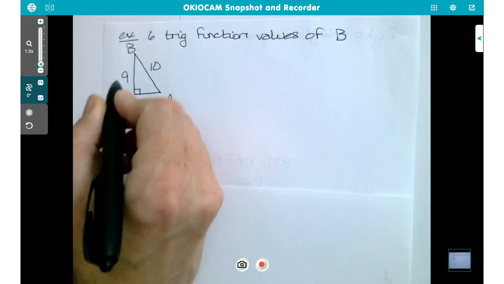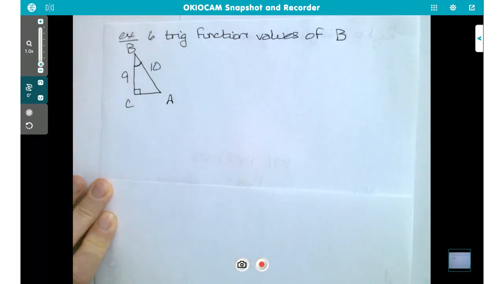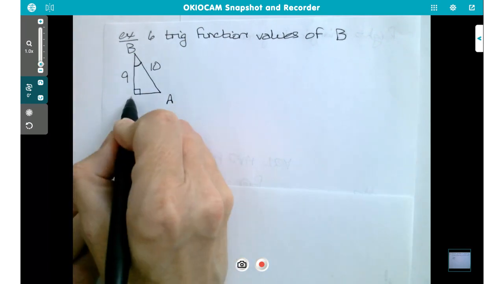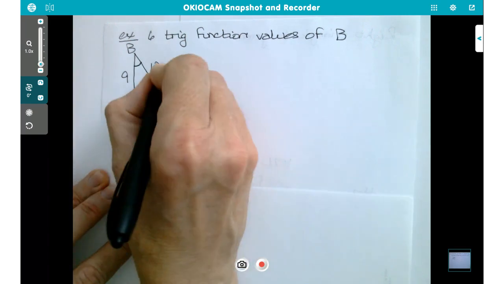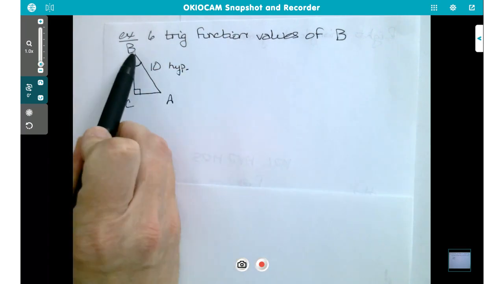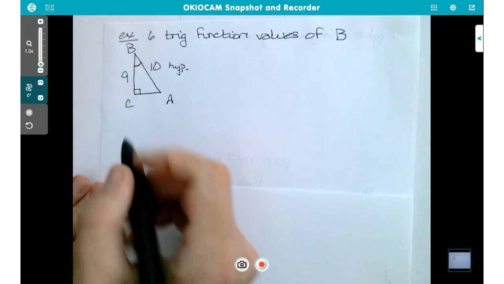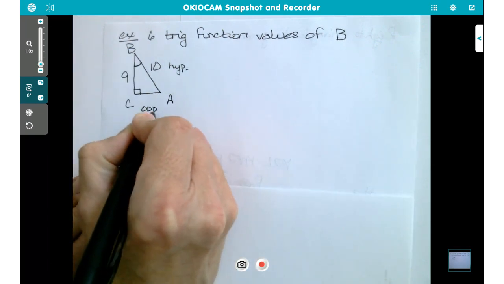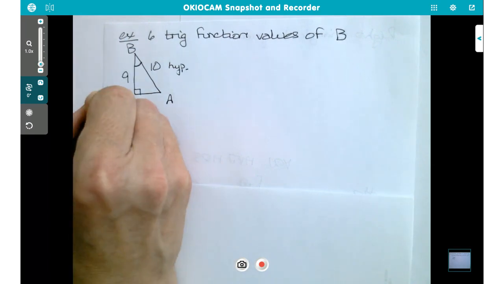So I'm interested in angle B. Here's angle B up here. I'm going to need to know the roles of each of the sides of this triangle relating to angle B. The hypotenuse is the side across from the right angle, so 10 is the hypotenuse, no matter what. For angle B, the opposite side is the one that's across from it through the triangle, so here's my opposite side down here. The adjacent side is the one that's a part of angle B, so 9 is adjacent.